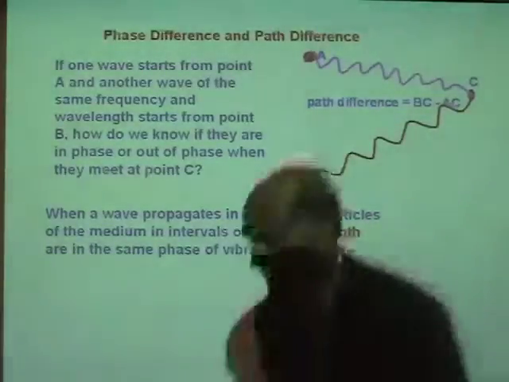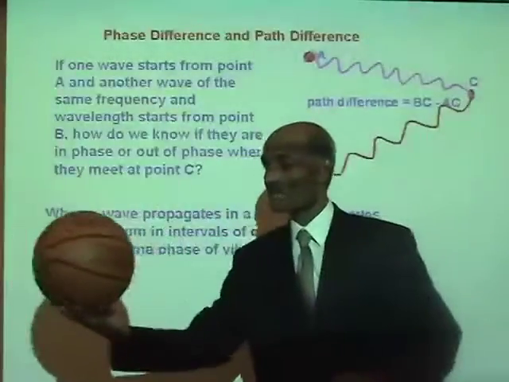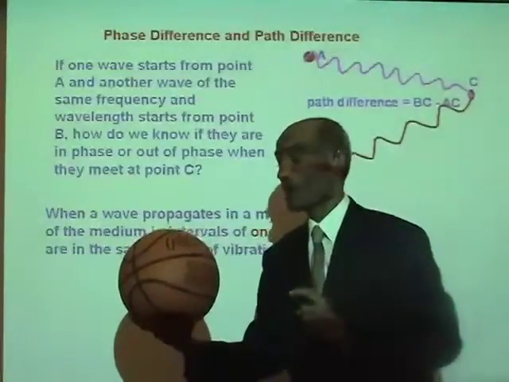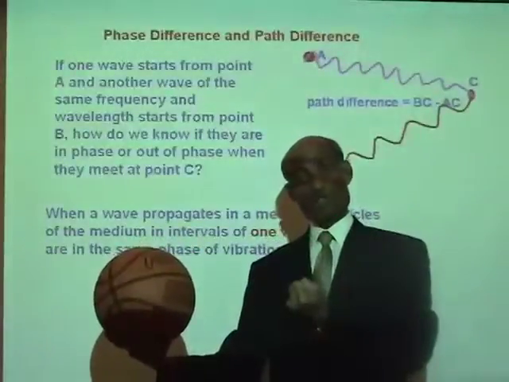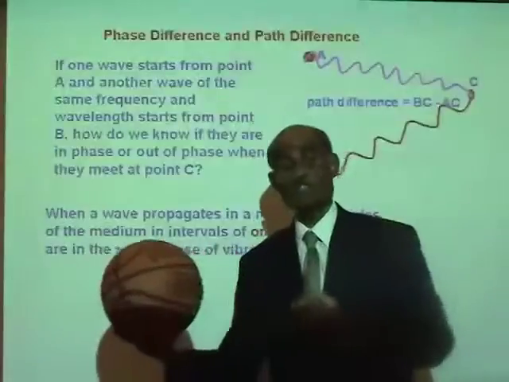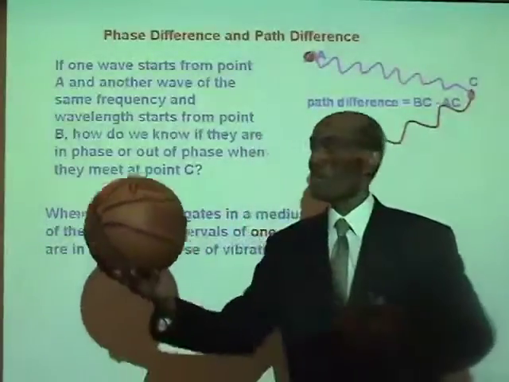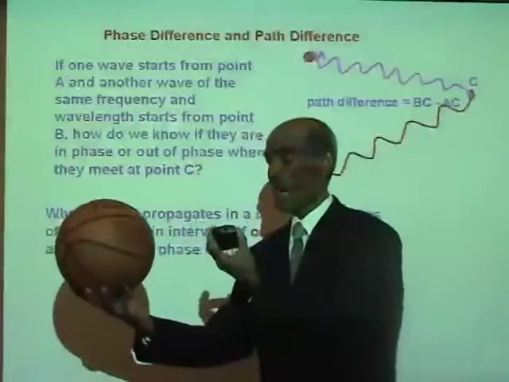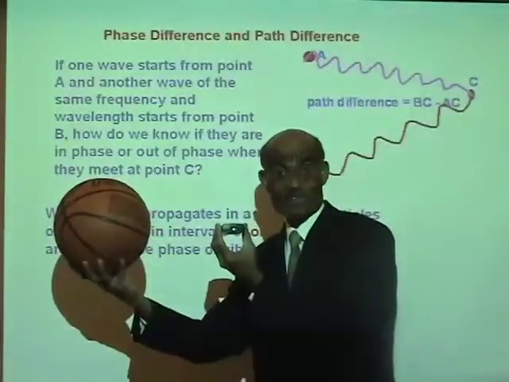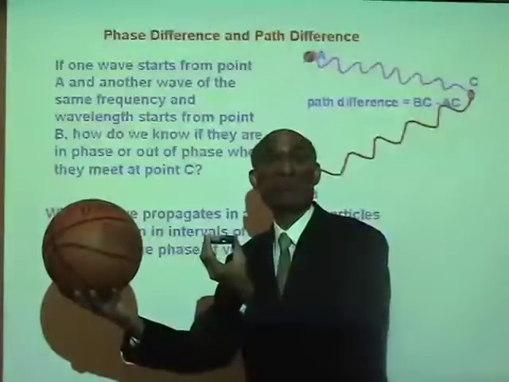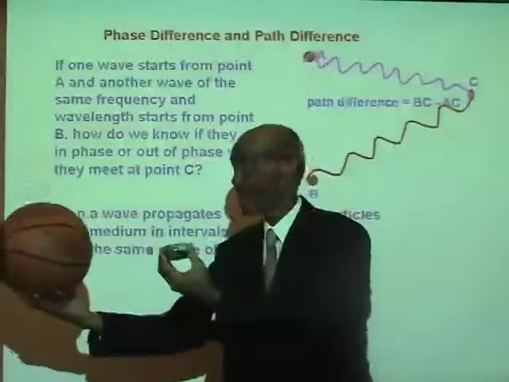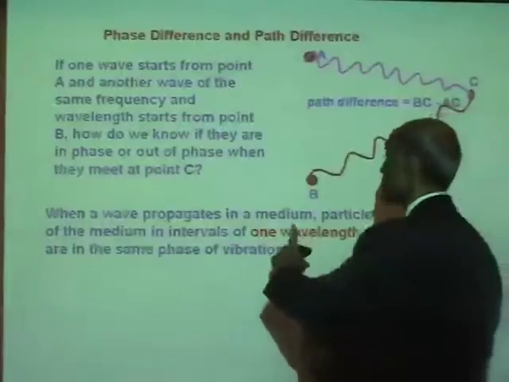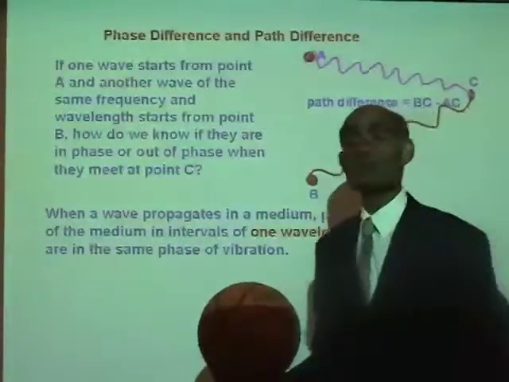Well, that means if one particle has completed one vibration, it is now beginning to start a new vibration. So, if now you got another particle also starting, then these particles are in the same phase of vibration. That means if this particle has completed 5 vibrations and another particle here has completed 10 vibrations, they are both starting a new vibration. They are in phase. You understand that? So when a wave propagates in a medium, particles of the medium in intervals of one wavelength are in the same phase of vibration.